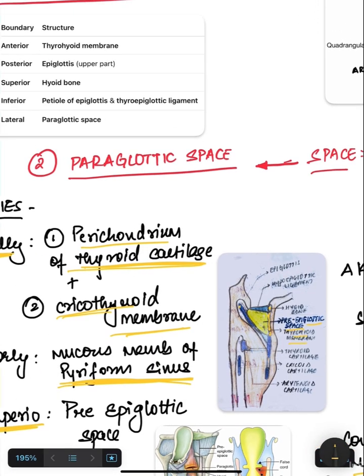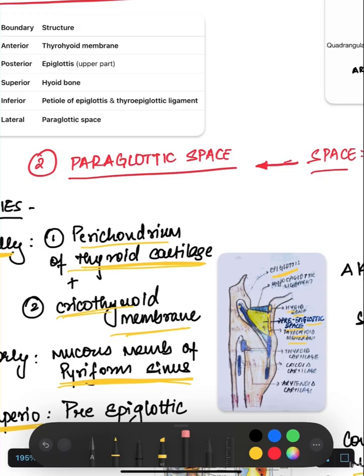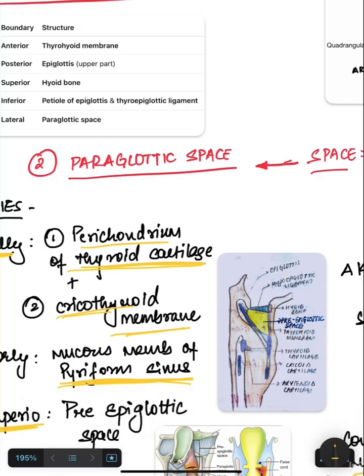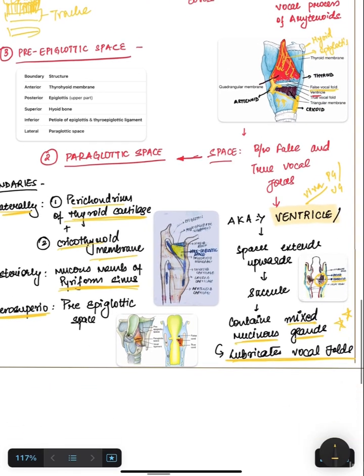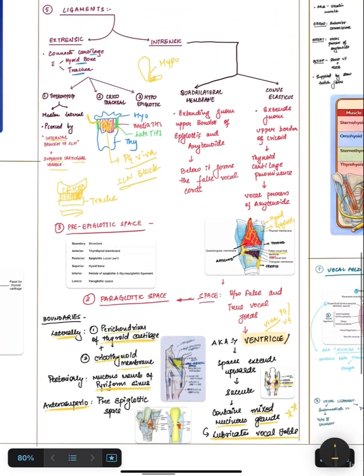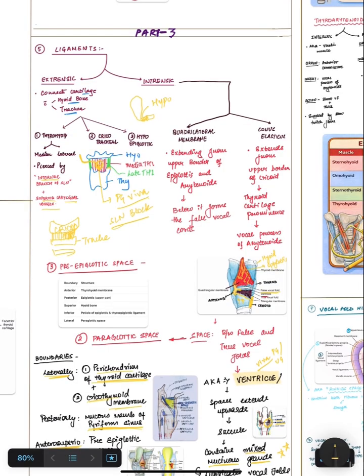Anteriorly you have the thyrohyoid membrane, right? Posteriorly you have the epiglottis, right? Superiorly you have the hyoid bone, right? Inferiorly we have the petiole of epiglottis and thyroepiglottic ligament, and laterally you have the paraglottic space. This diagram is quite good because you can get most of the relations from this diagram. So this is nothing but the third space which we talked about, the pre-epiglottic space. So in this lecture we have covered the ligaments and the spaces of the larynx.